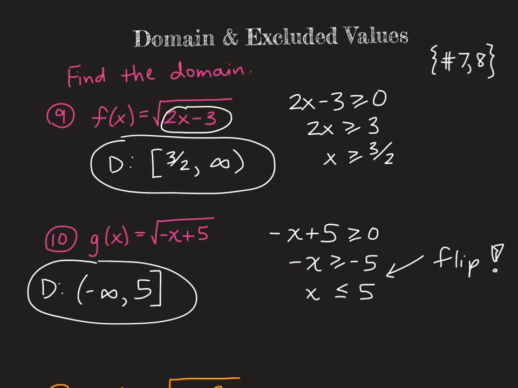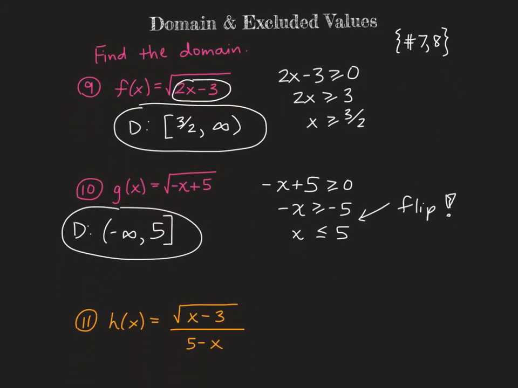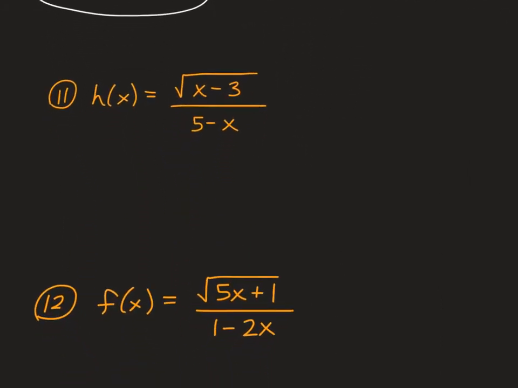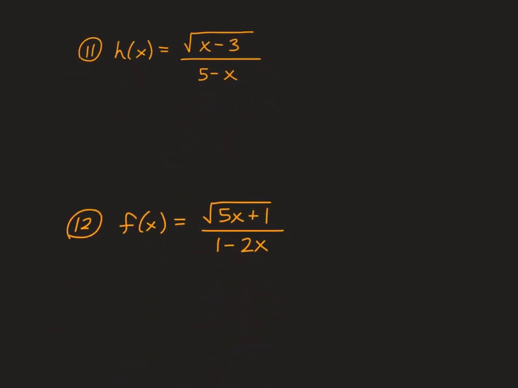All right, for this one we did have to flip the inequality because we divided both sides here by a -1 to solve for x. So in this case x has to be less than or equal to 5, therefore our domain is from -infinity up to and including 5. All right, the next couple involve both a fraction and a square root. Let's take a look at number 11.